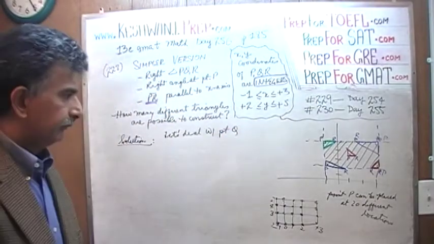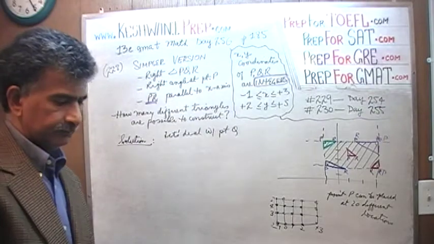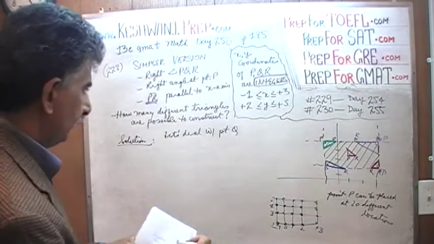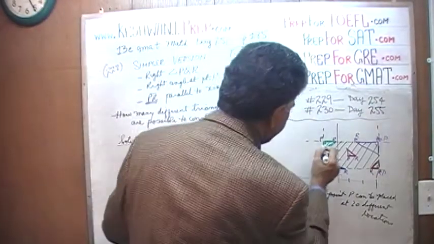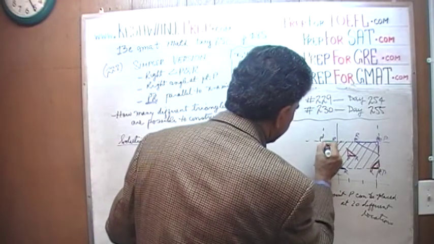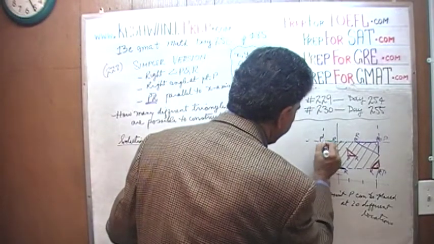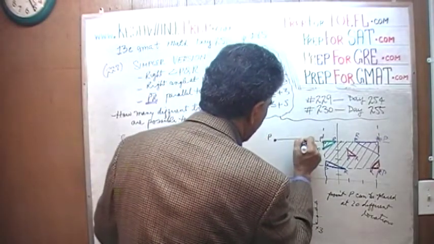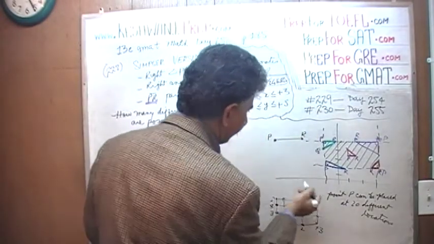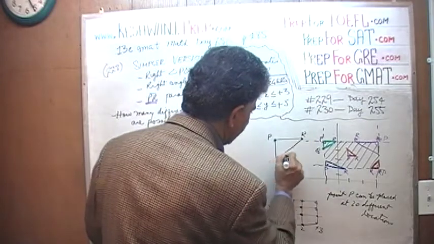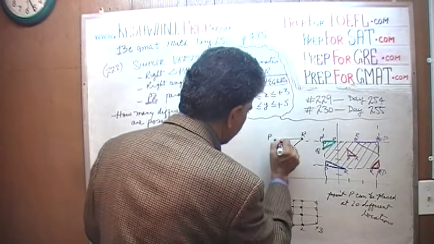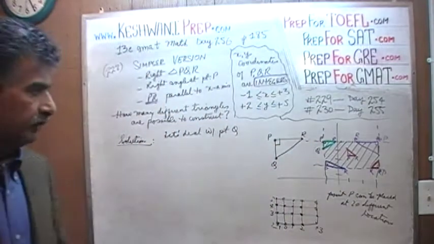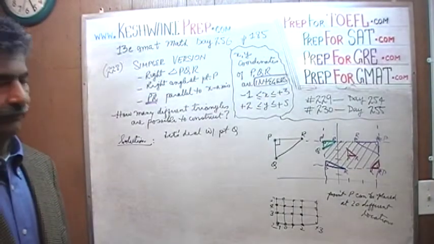What about point Q? Well, this is our P, right here. This must be Q, because P to R has to be parallel. You see right here, if this is P and P to R has to be parallel to the x-axis, then this must be point Q, because the right angle has to be at point P. You have to understand all of that.